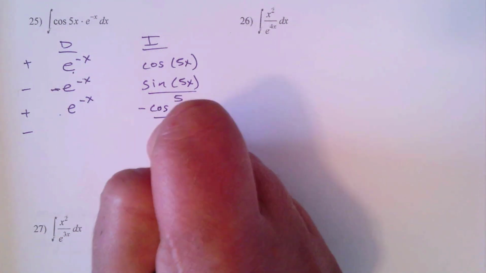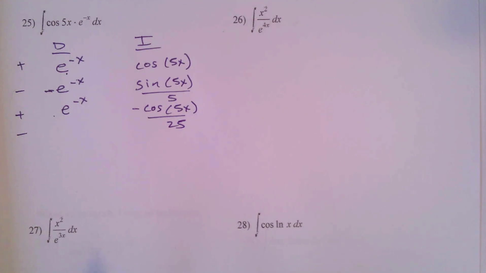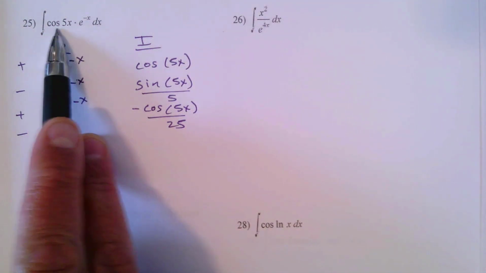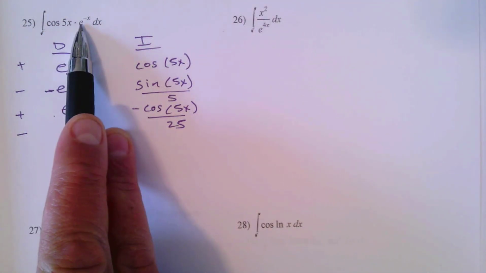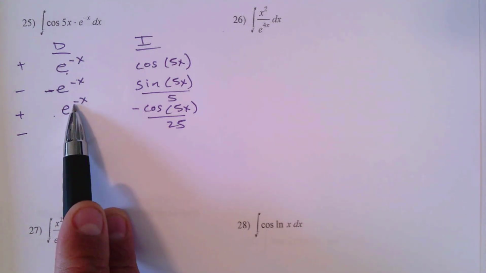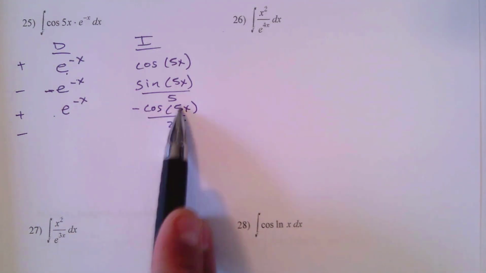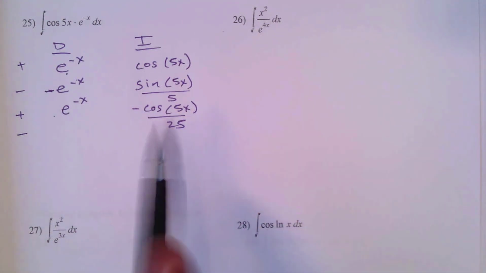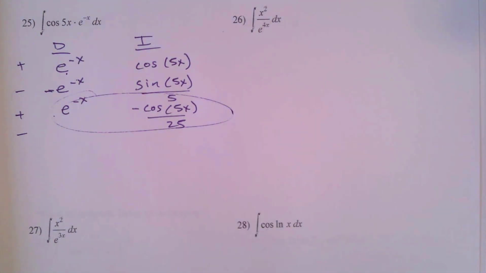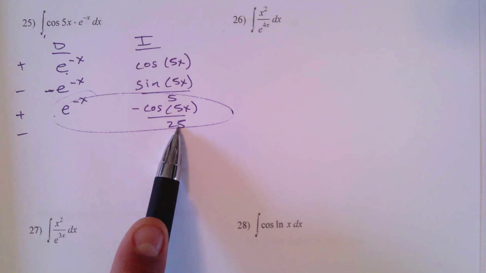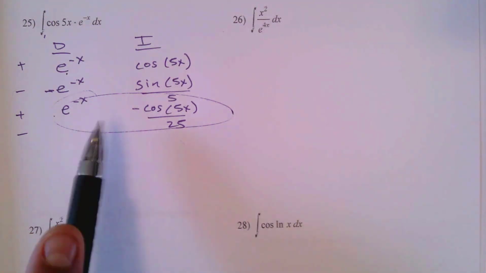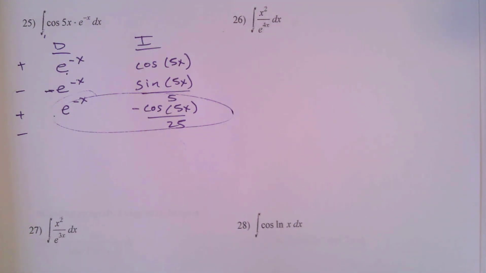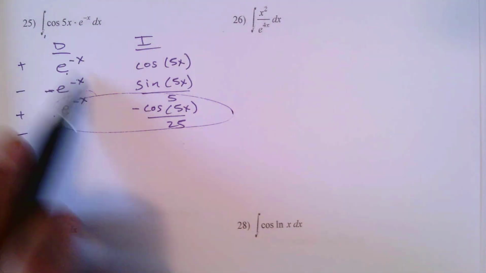Now the thing to watch out for here is, notice we started out with a cosine of 5x, e to negative x. And here we have e to negative x, cosine of 5x. The constant here doesn't matter too much. We basically have what the original was, just with a constant multiplier. So we're going to stop at this point and write out what we have. So this one's a little bit tricky.